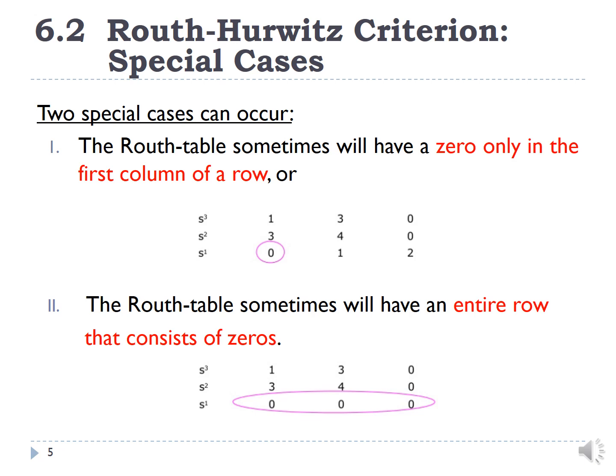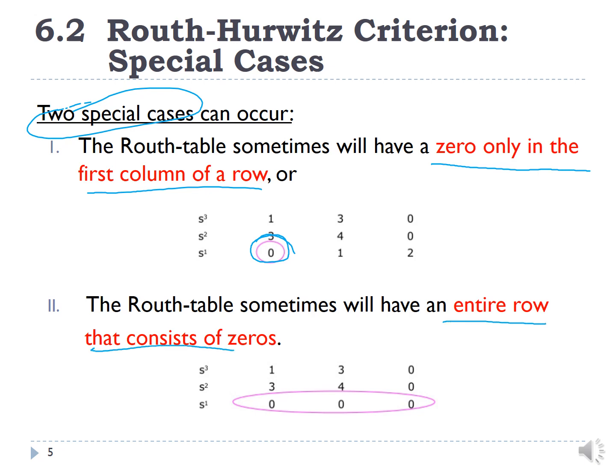Basically, there are two special cases that can occur when generating the root table. The root table sometimes will have a 0 only in the first column of a row, or the root table sometimes will have an entire row that consists of 0.